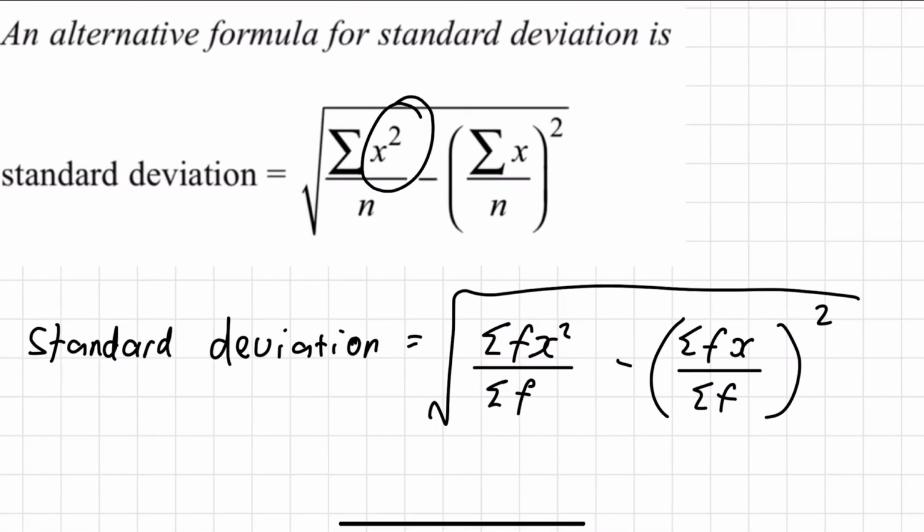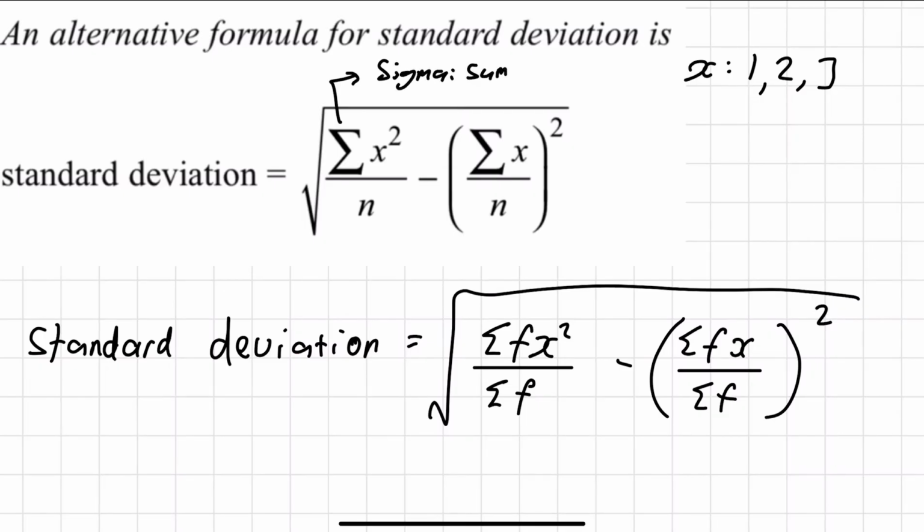So this x just represents variables. So if you have numbers in a list, x: 1, 2, 3, this symbol here, sigma, basically means a sum. So add. So if I have my x, let's find my x squared variables. 1 squared is 1, 2 squared is 4, 3 squared is 9. So your sigma x squared is basically summing up your x squared values.